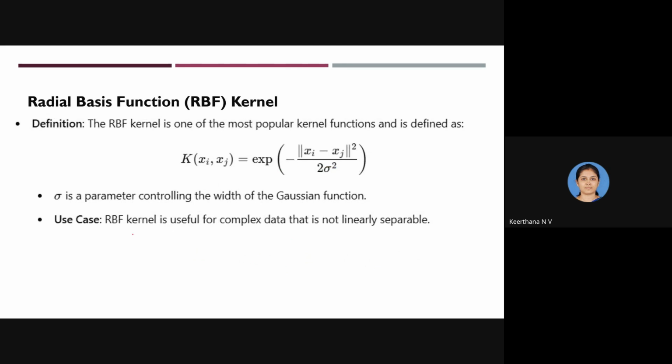The radial basis function is also known as the Gaussian kernel. This is widely used because it is more flexible and has more ability to create complex decision boundaries. That's why we go for the radial basis function, which is represented like this. It purely deals with the exponentiation of the distance between the two points xi and xj. So if your data is more complex, then you can go for the RBF kernel.